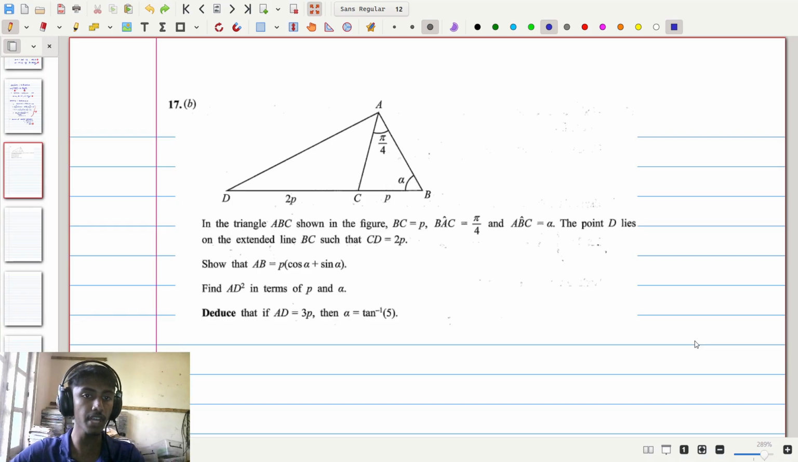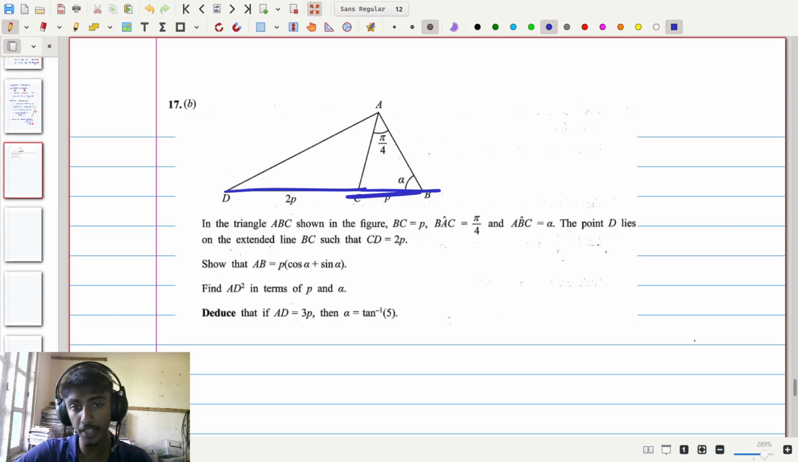Part B of this question has to do with the sine rule and the cosine rule. The question says, in the triangle ABC shown in the figure here, the BC length is equal to p, the angle BAC is equal to pi by 4 radians as shown here, and the angle ABC is equal to alpha radians as shown here. It also says the point D lies on the extended line BC such that the length CD here is equal to 2p.